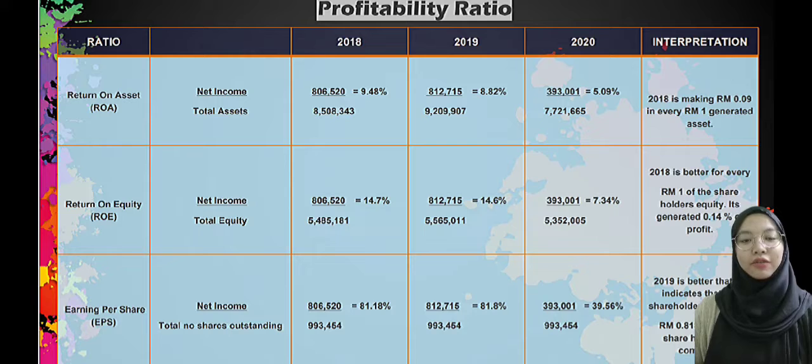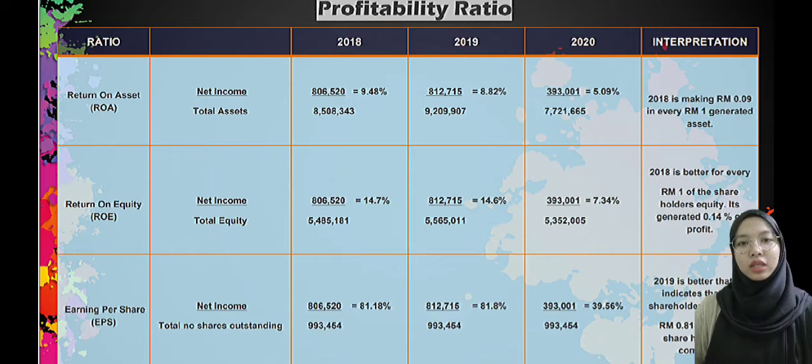Next, return on asset. The formula for calculation is net income divided by total assets. For year 2018, the return on asset is 9.48%. Year 2019 is 8.82%. And for year 2020 is 5.09%. So the interpretation is that 2018 is making RM 0.09 for every RM 1 of assets.